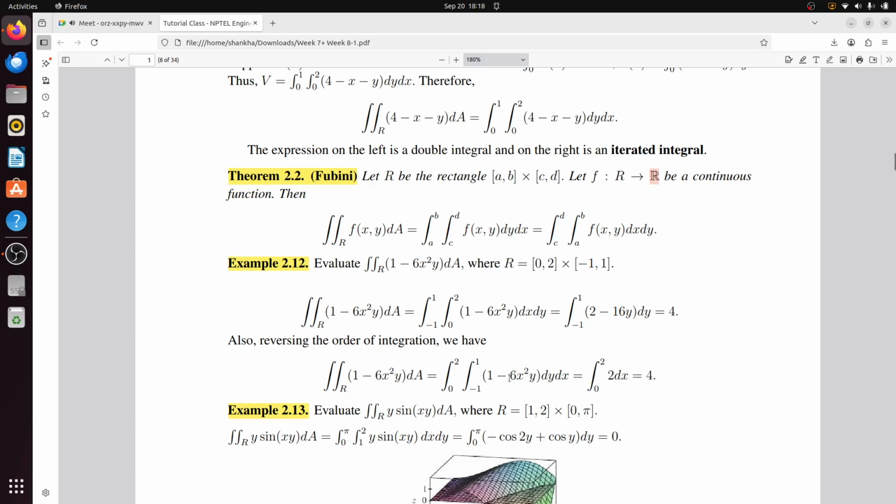So see, this minus 6x square y square will give you y minus 3x square y square, and 3x square y square is an even function. If you integrate it over minus 1 to 1, it will give you 0. So from here only you will get 2 dx, because 1 minus minus 1 will give you 2. So 0 to 2 dx will give you 4.